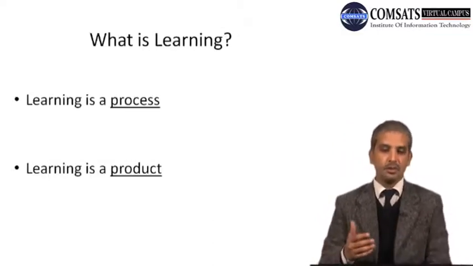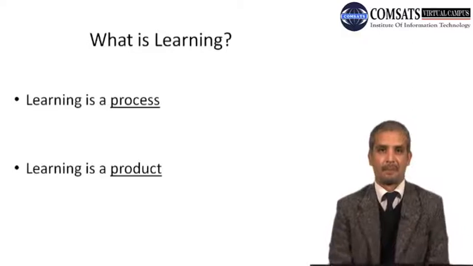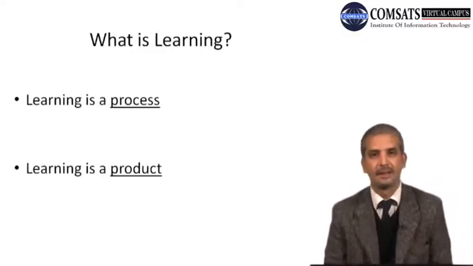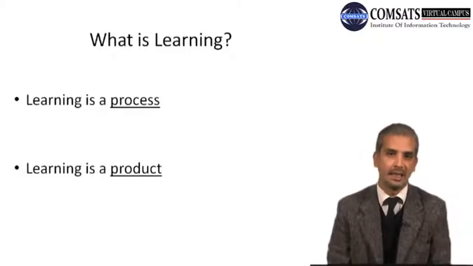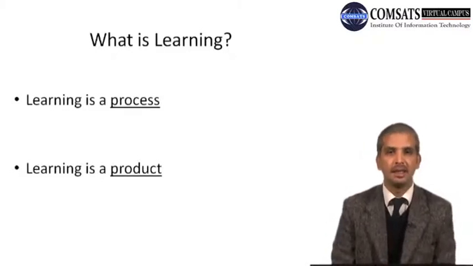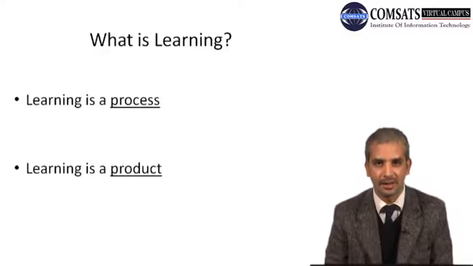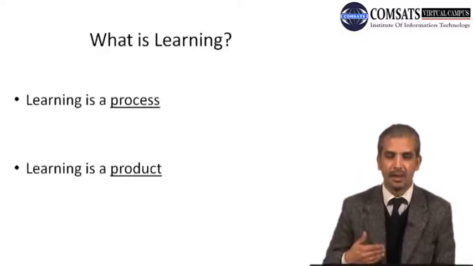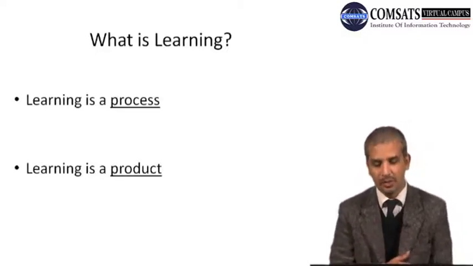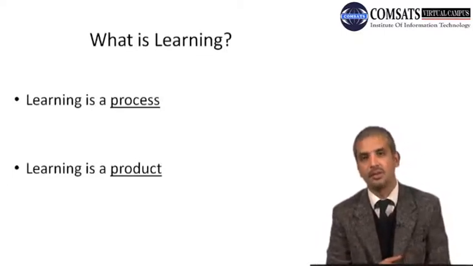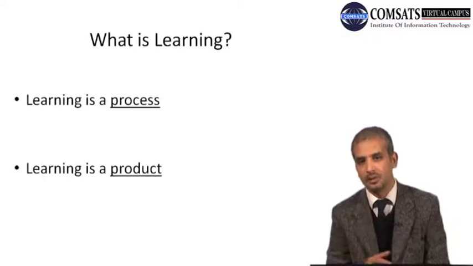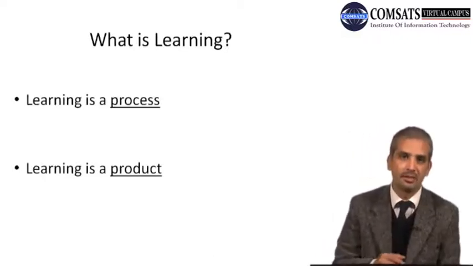Now, so basically what is learning? After all these definitions, I can summarize them into these two very simple points. Learning is a process, and learning is a product as well, a very interesting thing. Learning is the process through which you learn. You learn various things from the environment based on a certain process, and so learning is a process in itself.